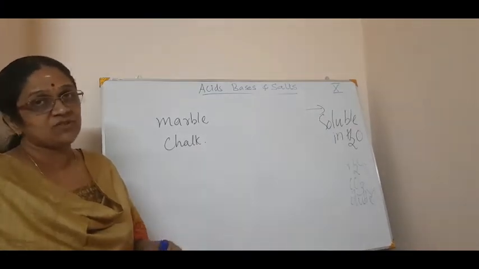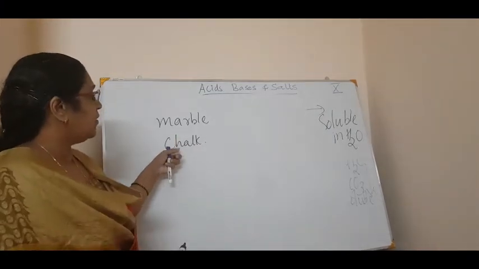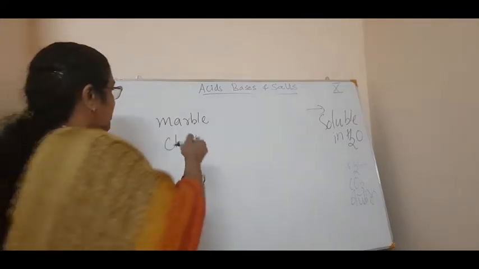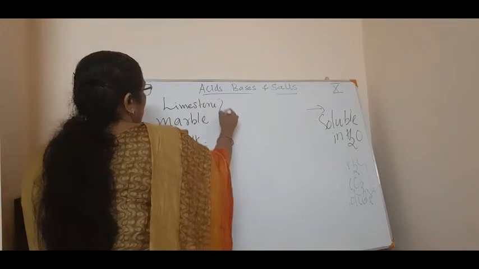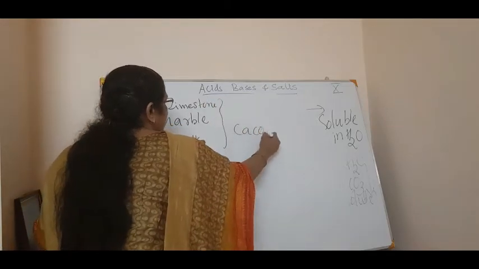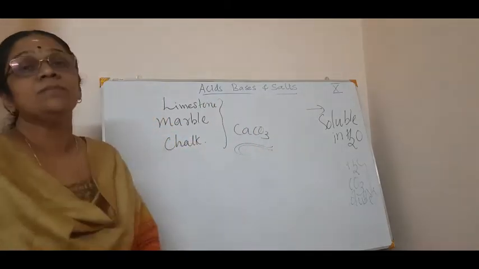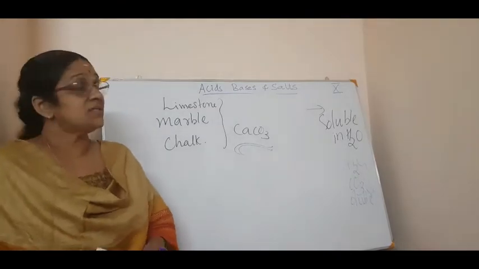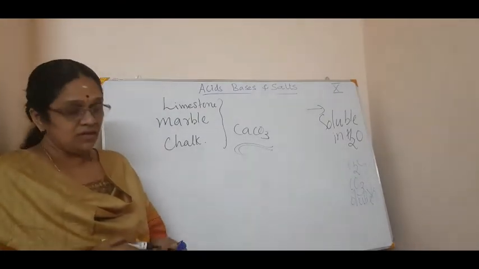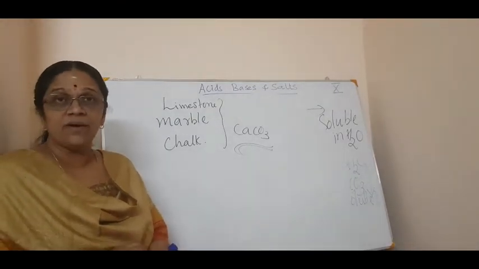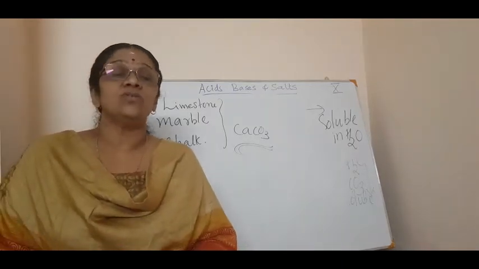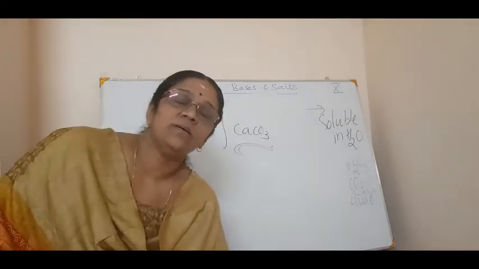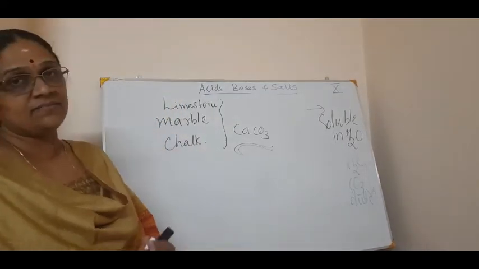We will call it limestone. So marble, chalk, limestone, all are calcium carbonate, other names of calcium carbonate. Okay, so this is about the second reaction, that is, a metal carbonate reacts with acids to form what? Salt plus water plus carbon dioxide.